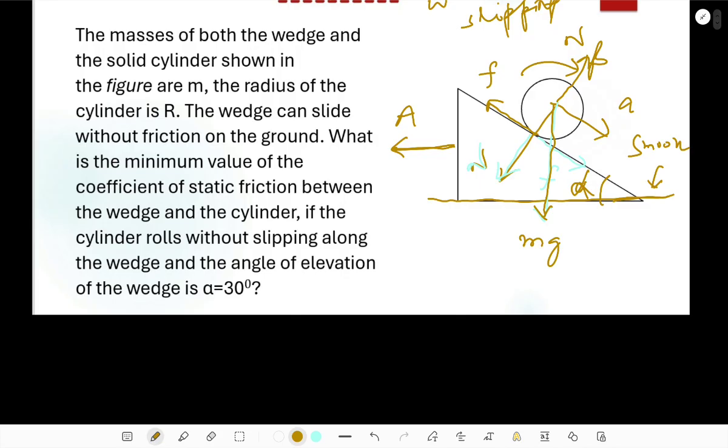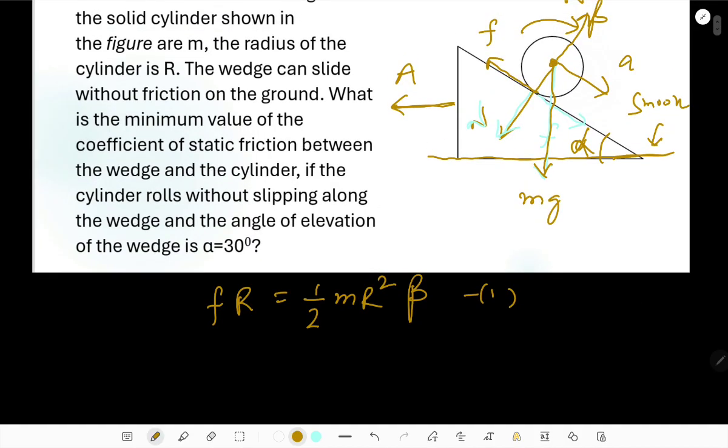And I can write the equation for rotational motion of the cylinder in this manner. Only one force is producing torque about its center of mass, and that is F. So I'm going to write Fr equal to moment of inertia, half mr square, multiplied by beta. This is my equation number 1.